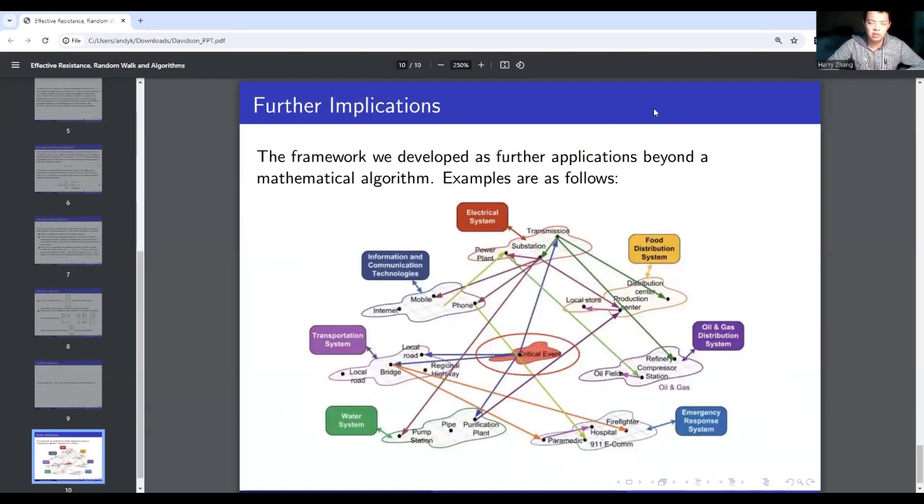The framework we developed to find effective resistance has further implications beyond a mathematical algorithm. Here's an image of potential ways where you can employ this algorithm into more general settings.